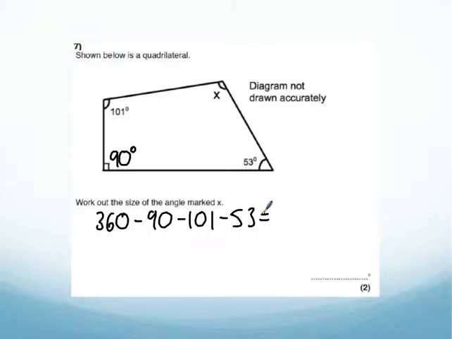Now you can either add up the three angles and subtract them from 360, or you can just subtract them like I have done in this sum here. Either way will give you the correct answer, and you should get an answer of 116 degrees.